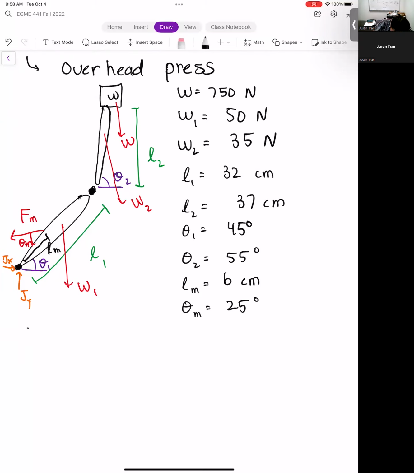Just like most problems of this type, what we're interested in is computing the muscle force as well as the joint reaction forces.